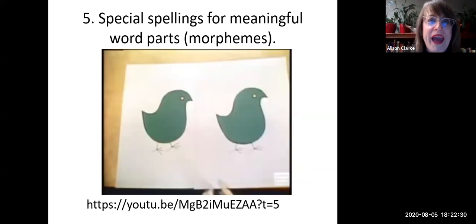And then we also have special spellings for meaningful word parts, which are morphemes. And we have the classic WUG test here. Here is a WUG. I want to play you the WUG test because it's adorable. I've got a WUG test t-shirt. There's a whole website where you can buy WUG stuff. It's very beautiful.